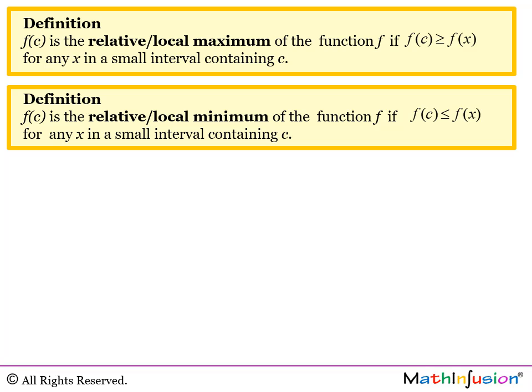And the matching definition is for the relative or local minimum of a function. It is if f(c) is less or equal to f(x) for any x in a small interval containing c. So again, this is very local. If I'm at the highest point locally to the surrounding, it is a local maximum. If this is the lowest point locally, which means I cannot go down anymore, it is a relative or local minimum.